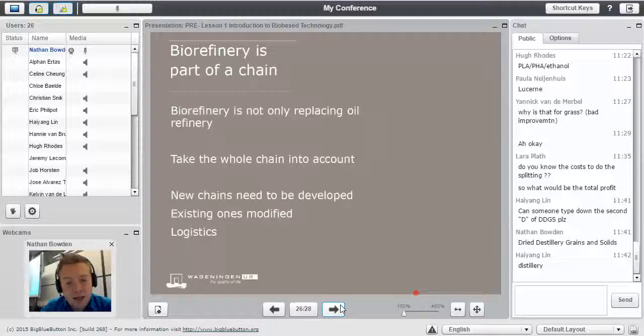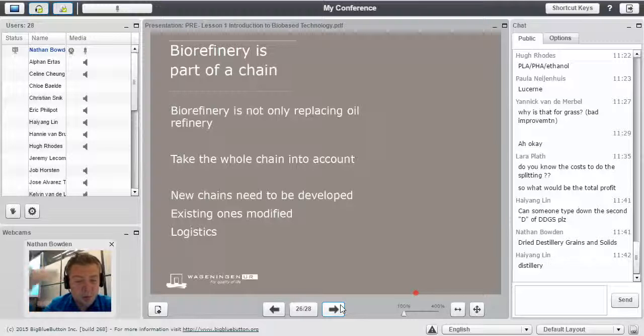Okay, so it's part of a chain. The last few sheets. Don't forget that it's not only replacing oil, it's also part of a chain. Take the whole chain into account. A lot of things you get for free, basically. Grass, chicken feathers, sugar beet leaves. These are all byproducts as part of a chain.